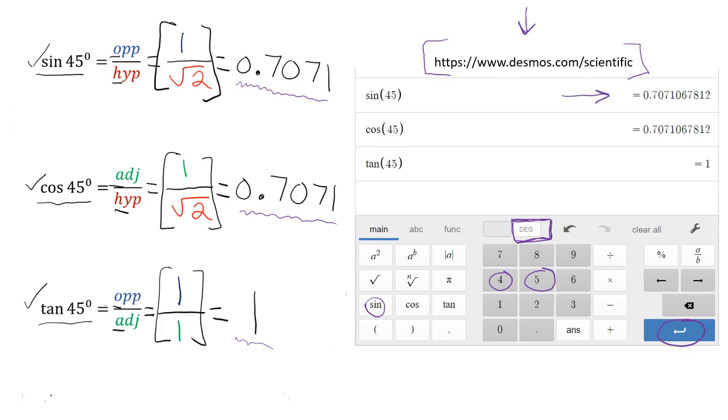That is the same ratio that we found right there. To find the cosine of 45, you do the same thing. Type cos, and then 4 and 5, and enter. Same ratio. And then you do the same thing with tangent. You press tan, 4, 5, enter, and you get the 1.